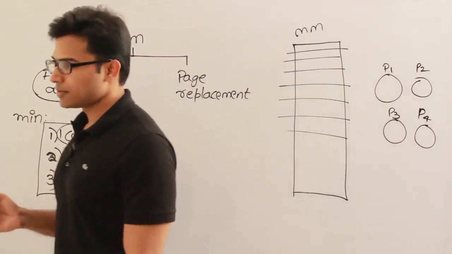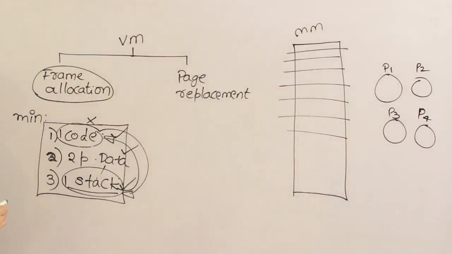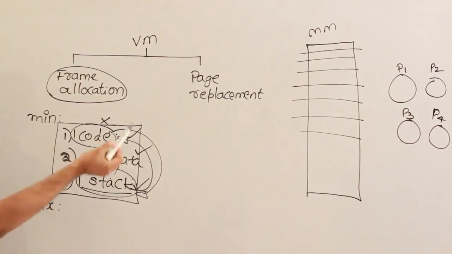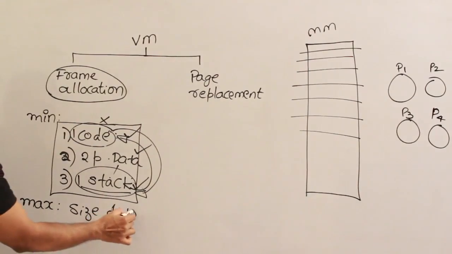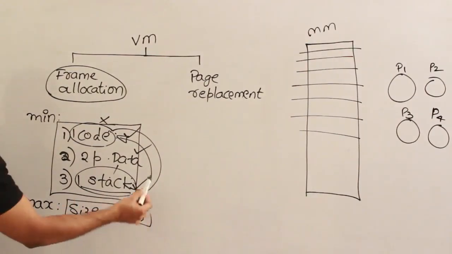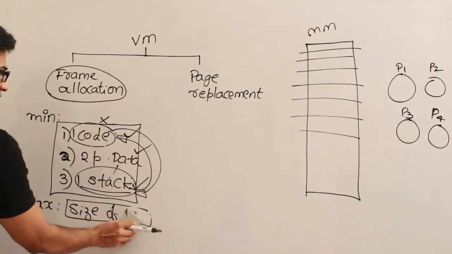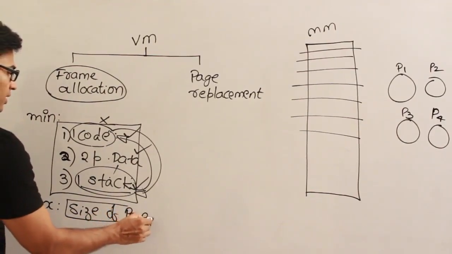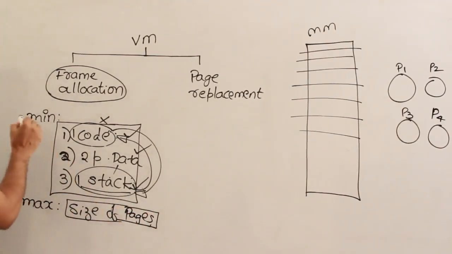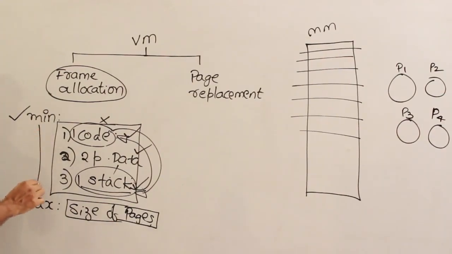So one thing is there is a minimum requirement. And what about the maximum requirement? The maximum requirement of any process is the size of the process itself. If the size of the process is 100 pages, then how many frames are required? 100 frames, right? So there is always some minimum requirement which is defined by the architecture, and the maximum requirement is defined by the process size. Now you have to choose a number between these two.